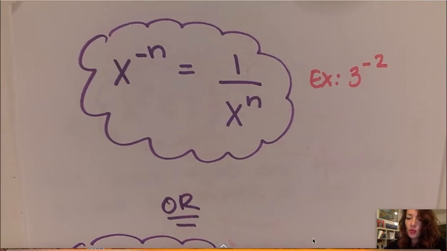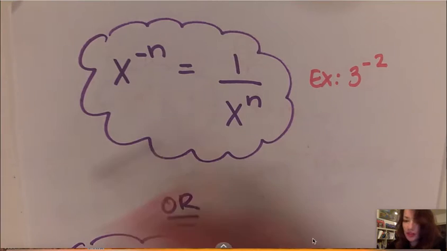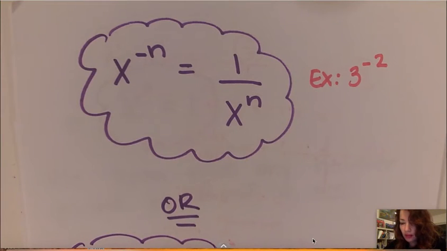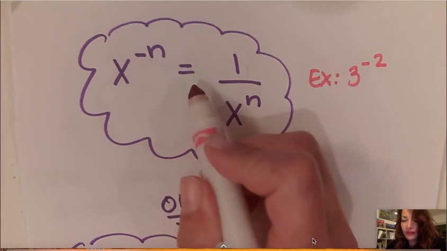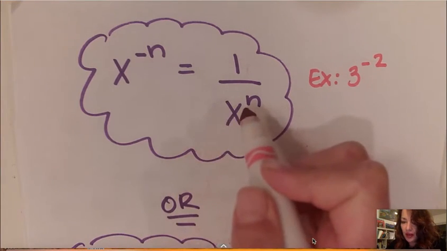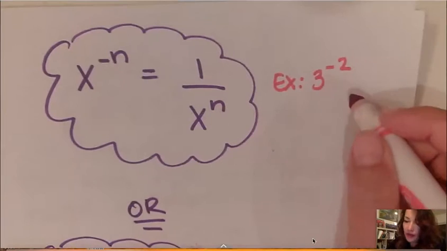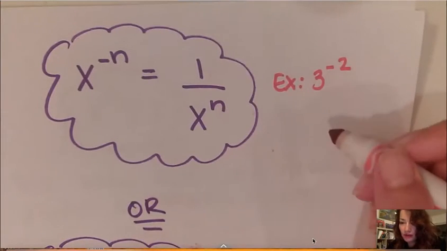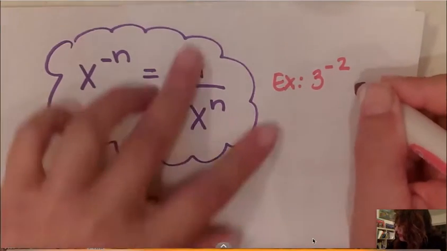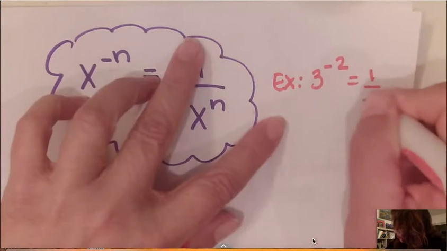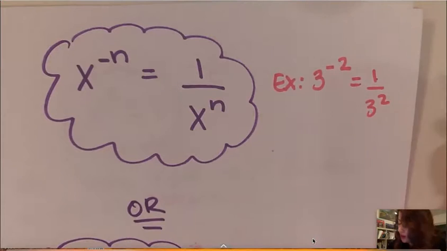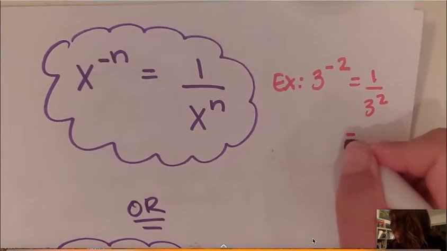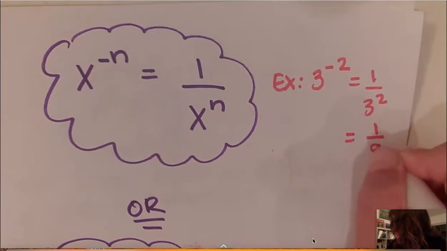In this video, I'm going to talk about examples of how we work with negative exponents. So looking at the laws of exponents, x to the negative n is equivalent to 1 over x to the n. So for example, if we have a number such as 3 to the negative 2, that is the same as 1 over 3 squared. And of course, we can further simplify. 3 squared is 9, so we can rewrite this as 1 over 9.